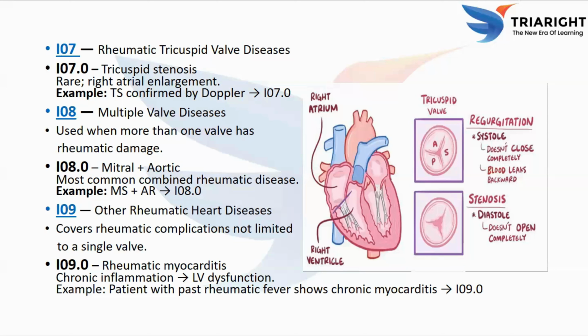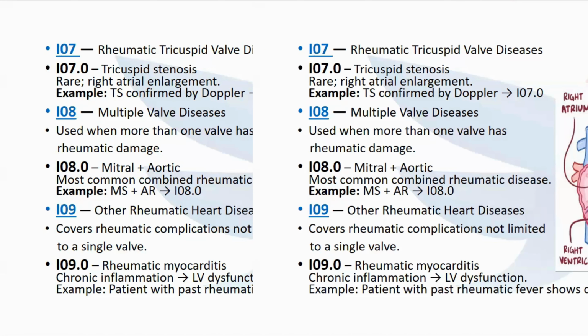So, for example, TS means tricuspid stenosis. TS confirmed by the Doppler. So Doppler ultrasound is a type of echocardiography. It shows the restricted valve opening and the pressure build up in the right atrium. So code it as I07.0 for rheumatic tricuspid stenosis.